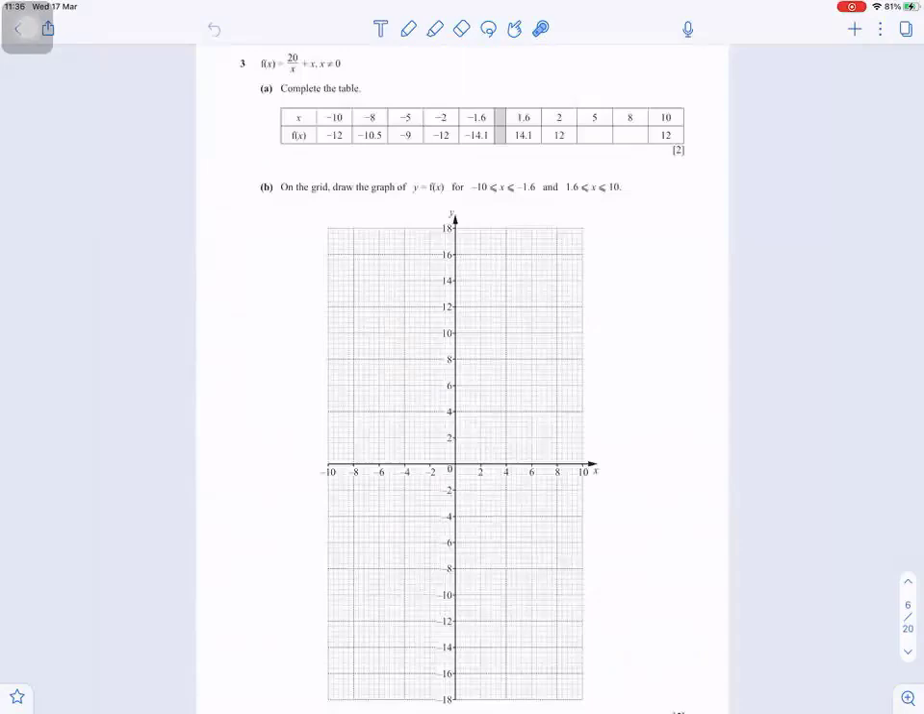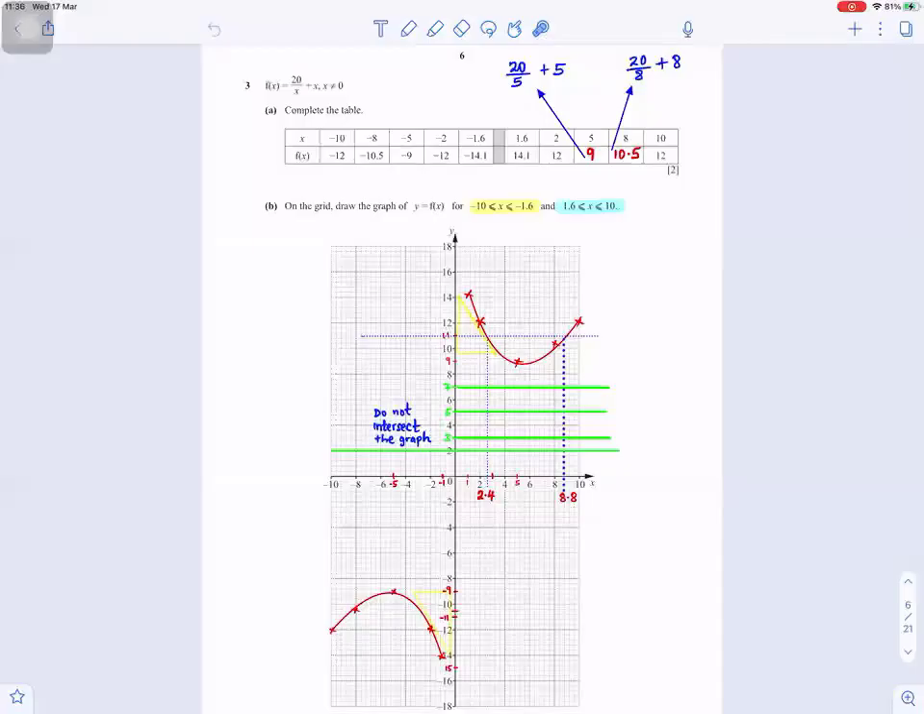Question number 3. f of x is equal to 20 over x plus x. Complete the table, and then on the grid, draw the graph. So you can press pause and have a go at it, and when you're ready, you come back and check your answer. So to complete the table, we've got 5 there. You substitute the value of 5 for x. So wherever I see x, you put 5, and you will get 9.